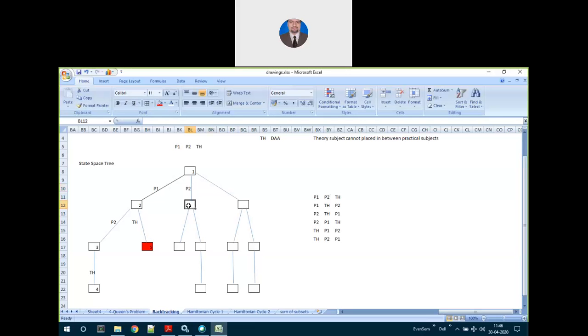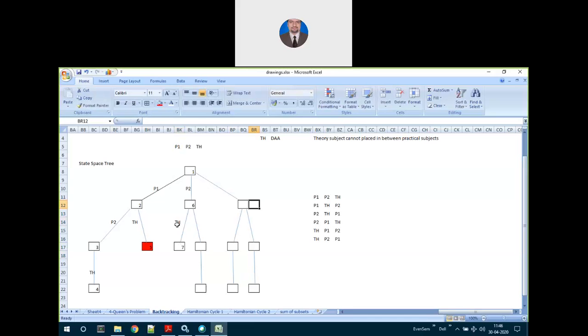So I will create one more node below 1, marking it as node number 6, and for this particular edge 1 to 6, I will assign the subject P2. Now what should I do? Again I should go in the depth first manner. Depth first means from 6 I should look for nodes which I can draw below that one. Now from 6 to 7 I will draw, and for this particular slot, that is the edge between 6 and 7, I will mark it as the TH subject.